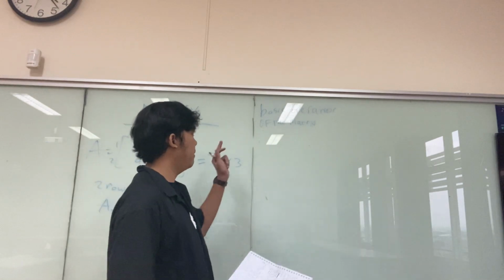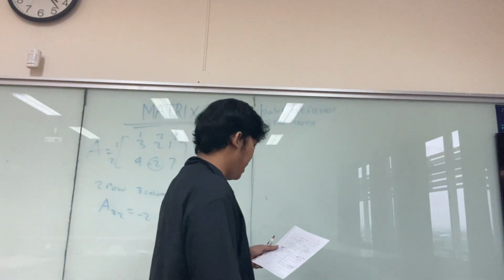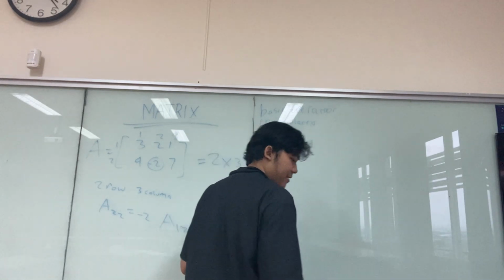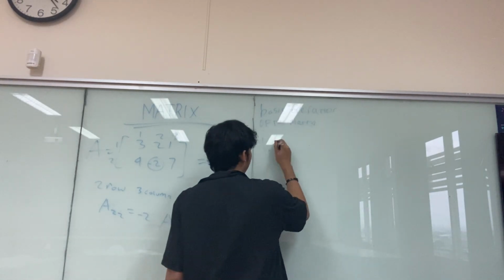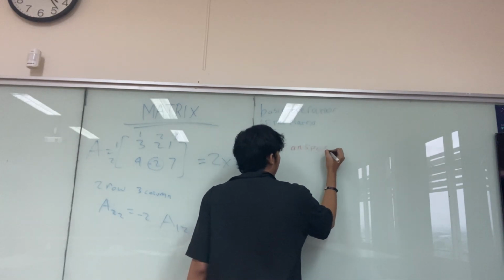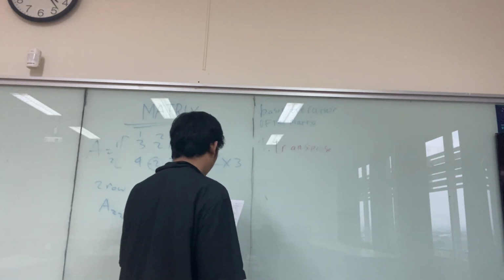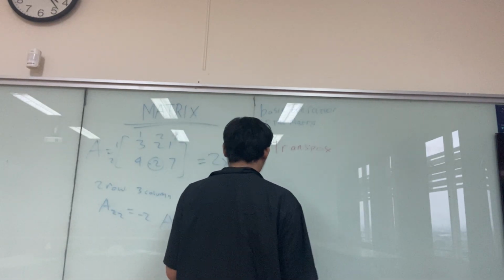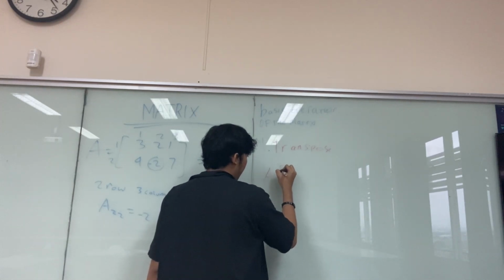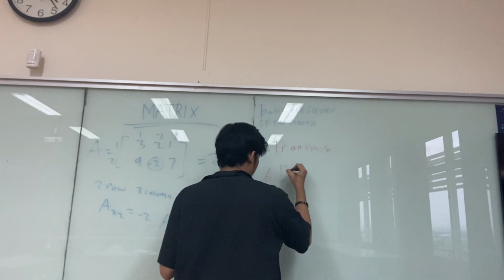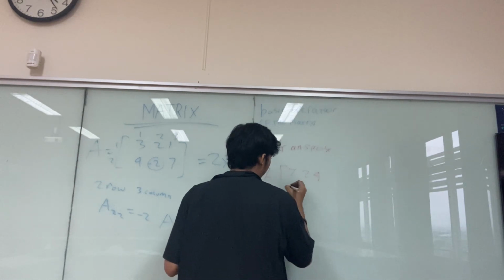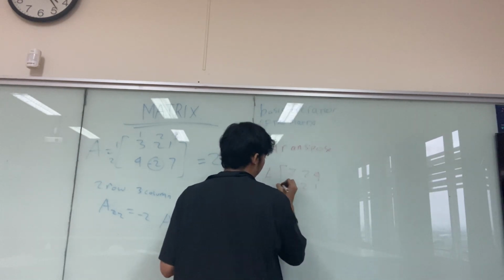Next, let's move on to the basic operations of the matrix. The first one will be transpose. So basically in transpose, we change the shape of the matrix by flipping it. For example, we have A, 7, 2, 4, and 3, 2, 1.